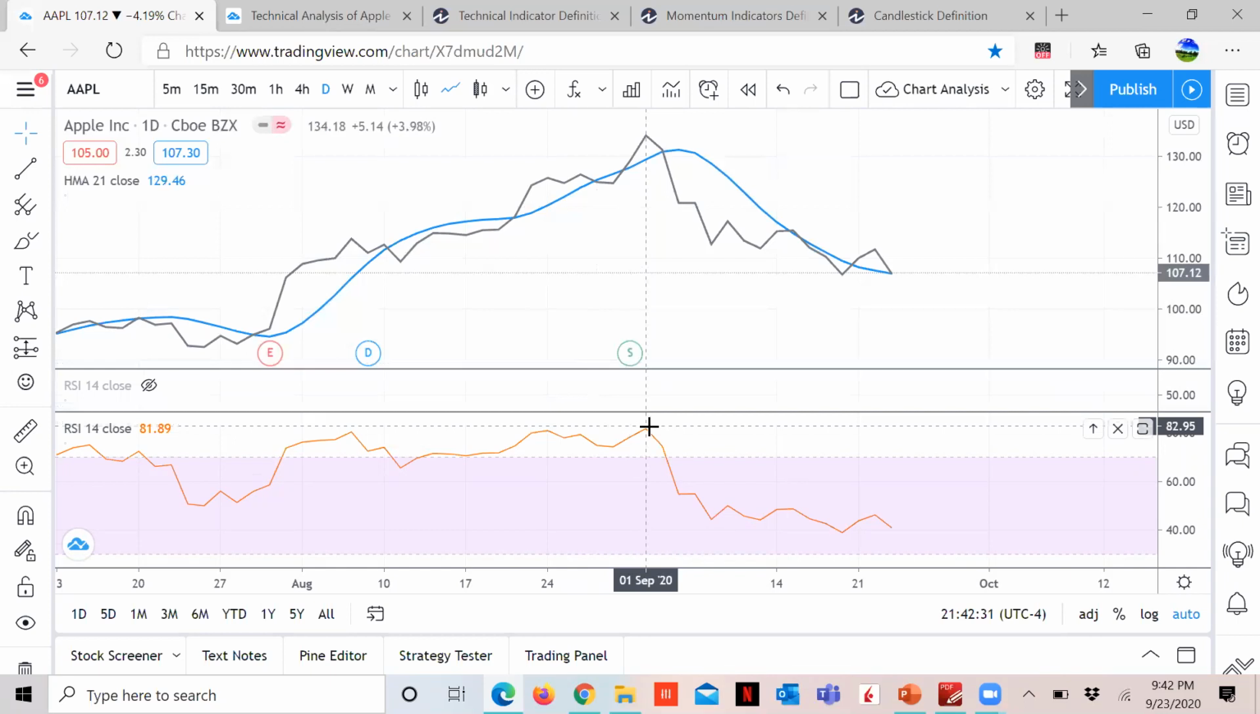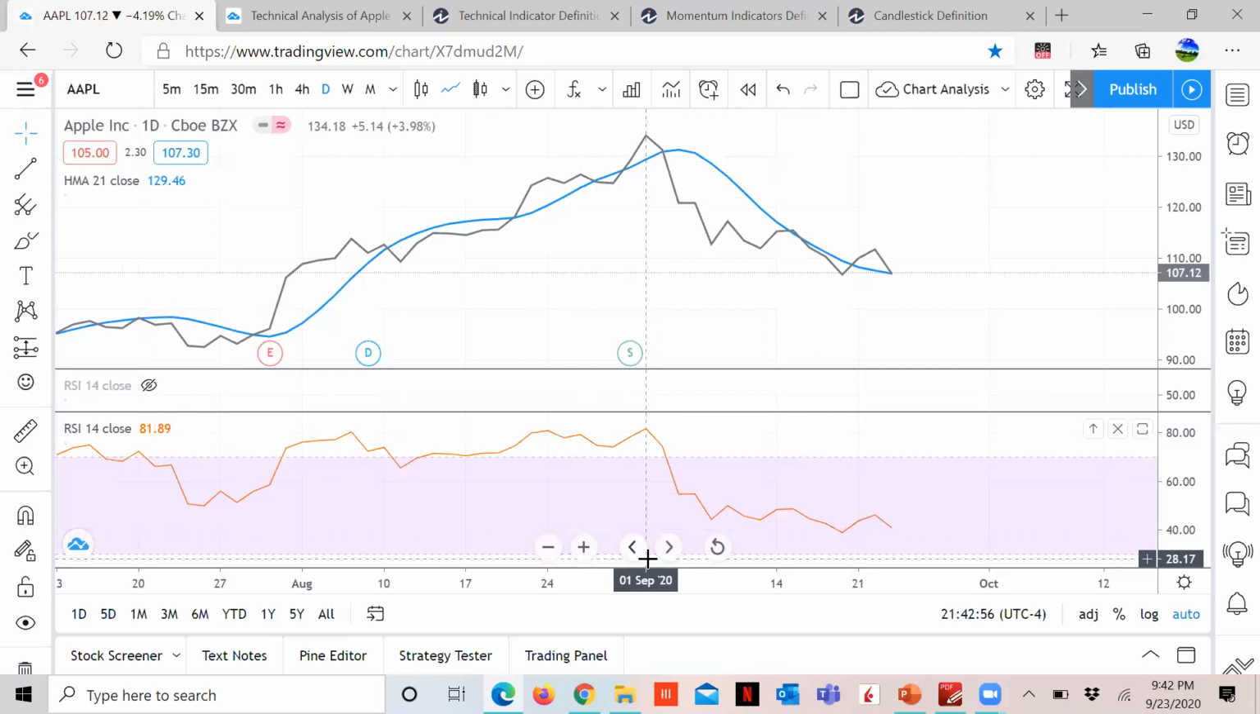So at this point I made that call, sell Apple, because it was hitting the RSI. You see the RSI number here. If I point here, it shows the RSI as 81.89. So it's 10 points above that normal range of 70. So it's in highly overbought territory.